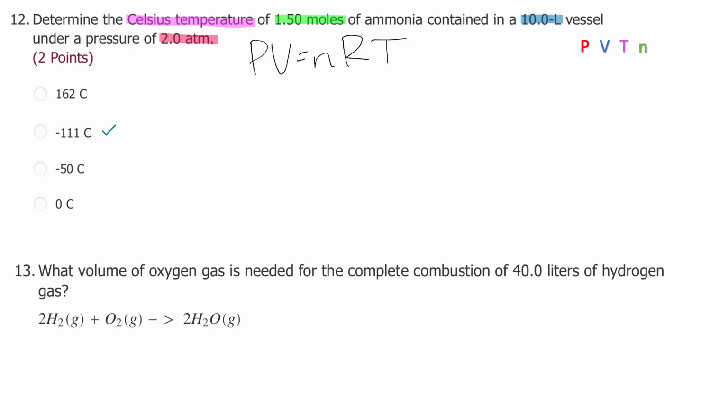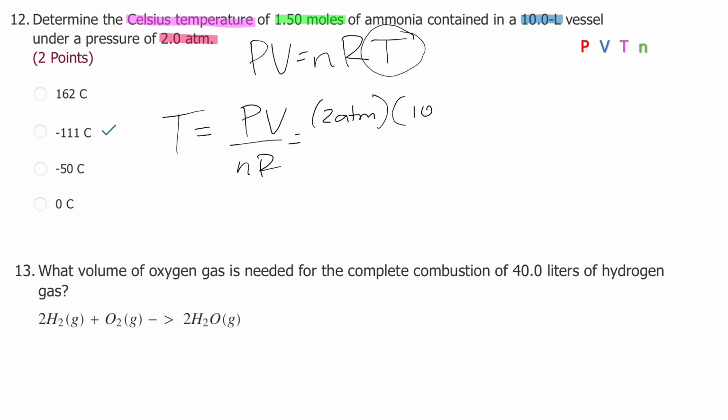Now it says determine the Celsius temperature. However, right now we're just going to focus on solving for T, which is actually in Kelvin. And then once we get our Kelvin, we can go ahead and subtract 273 in order to get our degrees Celsius. So in order to solve for T, we're going to have to divide by nR. So it's going to be T equals PV over nR. Our pressure is 2 atm. Our volume is 10 liters. Our number of moles is 1.5.